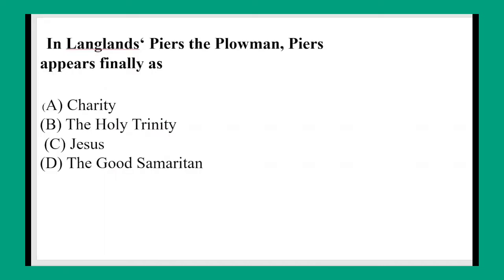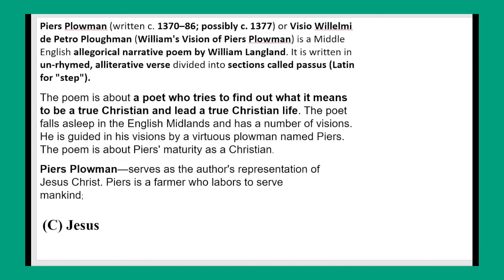The first question, पहला question ये है कि in Langland's Piers the Plowman, Piers appears finally as... Some options are given. The first one is charity, second the Holy Trinity, third Jesus, and fourth the Good Samaritan. So the answer that we can guess here is Jesus, but before that I will give you some explanations. थोड़ी explanation हमें देखना है.